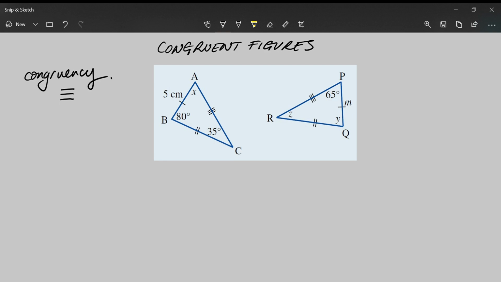Now, we have two triangles here, and in this case, we've got triangle A, B, and C. And we've got another triangle P, R, Q, but what I want to emphasize here is that the order of the letters P, R, and Q really depends on the order that we have stated in the first shape that we're comparing it with. So here we have A, B, and C. So that's the order that we're taking this triangle.